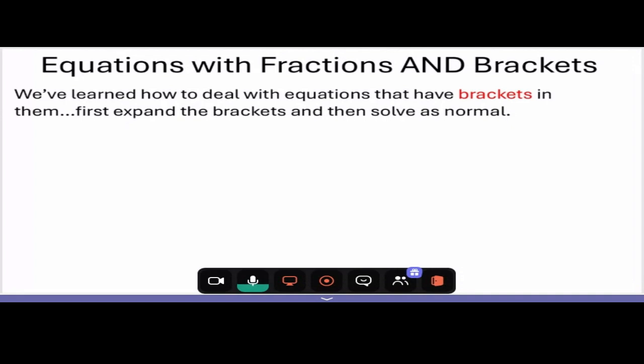So on Monday, we talked about equations that have brackets in them. No big deal. We first expand the brackets, then we do exactly what we would have done otherwise.